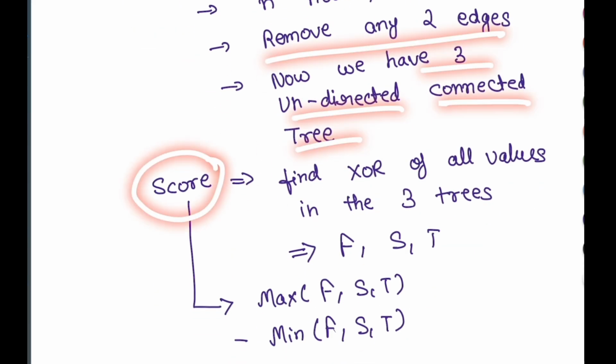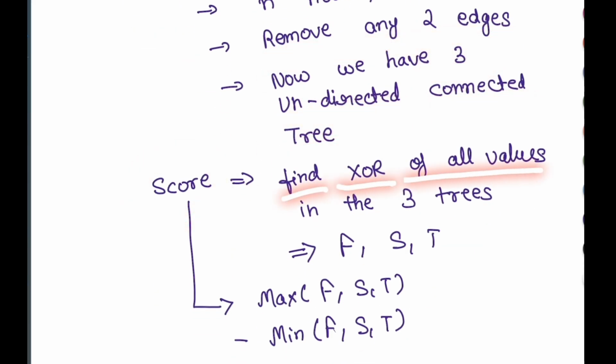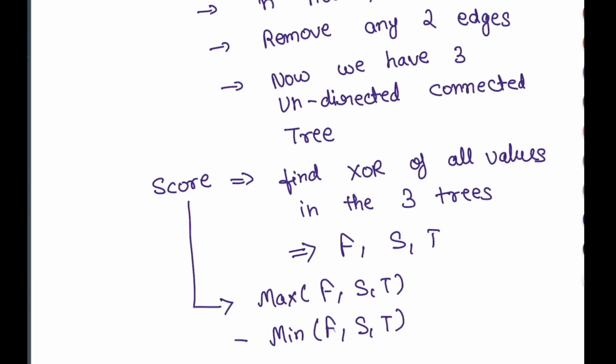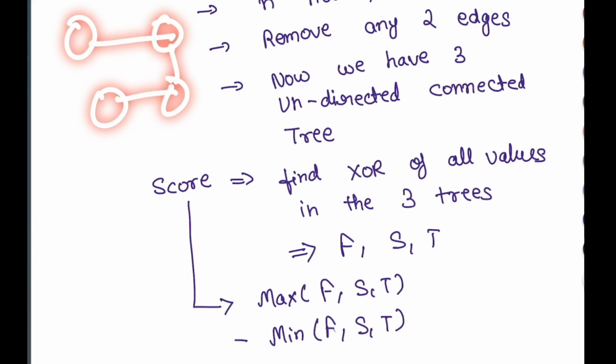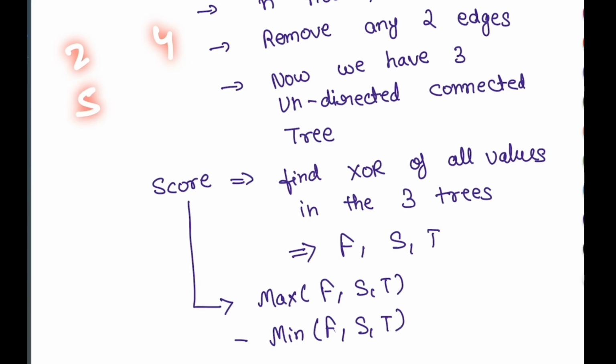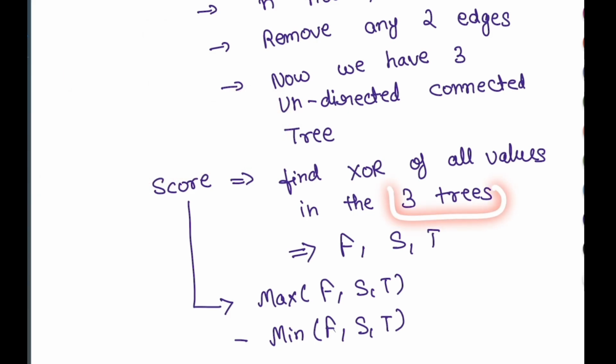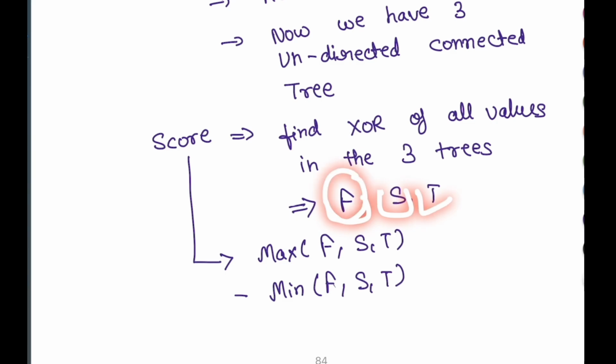Now to find the score, we need to find the XOR of all the values in each of the 3 trees. That is, we have 3 undirected connected trees. In all these 3 trees, whatever the elements are, for each tree you need to find the XOR value. So you will have a total of 3 XOR values, right? So let us say there is a tree, and to find the XOR value of this tree, you need to find the XOR of this, this, this, and this. If the elements are, let us say, 2, 4, 5, and 3, then the XOR value will be 2 XOR 4 XOR 5 XOR 3, right? So you have to find the XOR value of all the 3 trees. That is, find the XOR of all values in the 3 trees, and let us say the values are F, S, T for the first tree, second tree, and third tree.